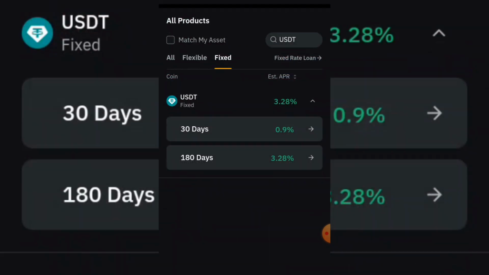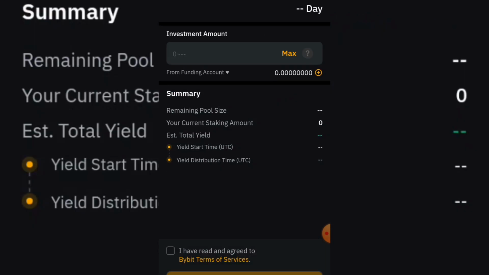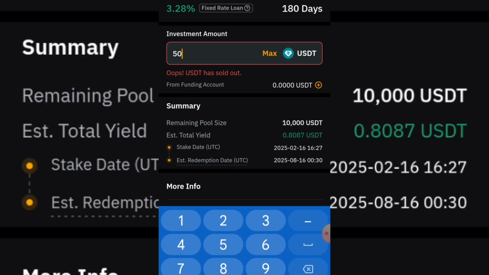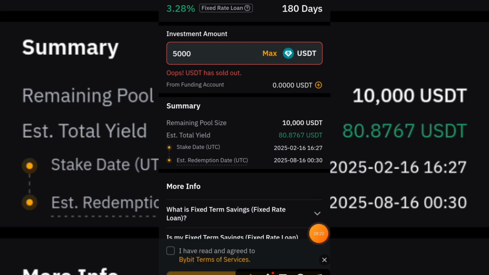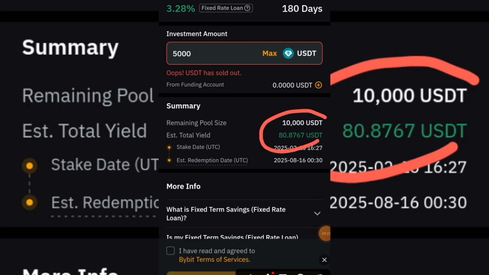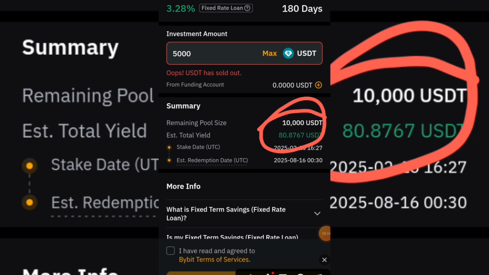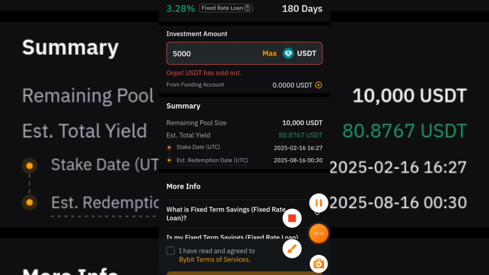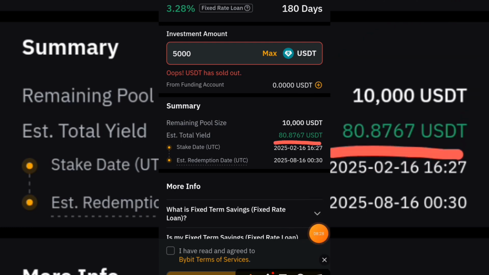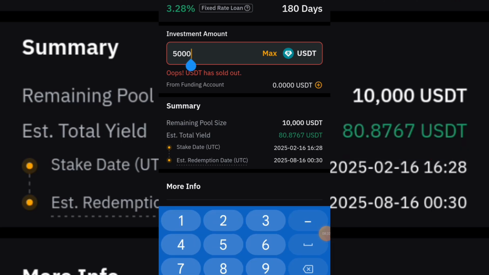So let's choose 180 days and see how much you will make per $5,000. That means if we choose 30 days or 180 days, this is how much we make. We make an extra $80, as you can see here. So that's how this one works. Let's say you have $50,000, you are getting closer to $1,000 at the end of this 6 months.